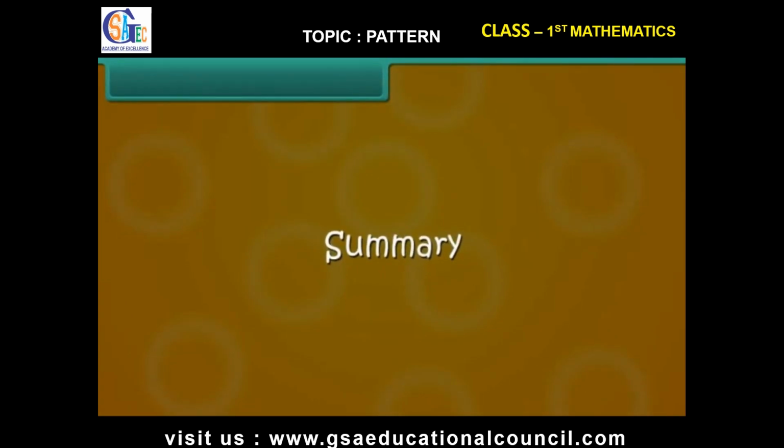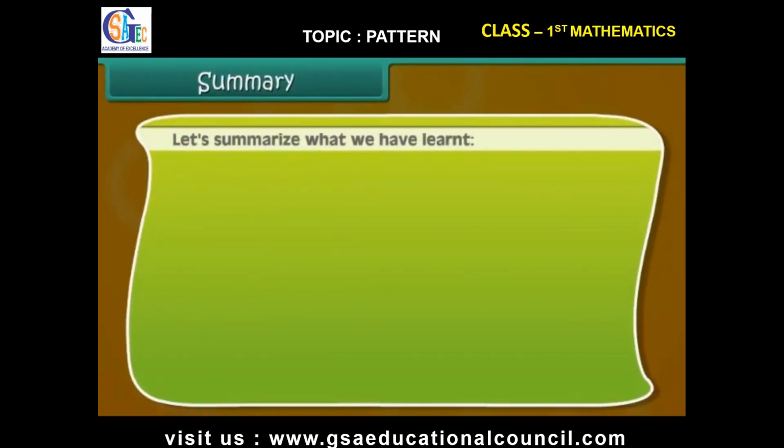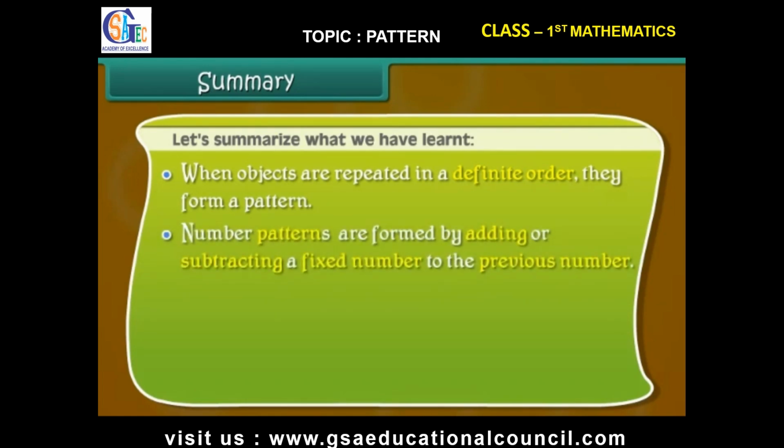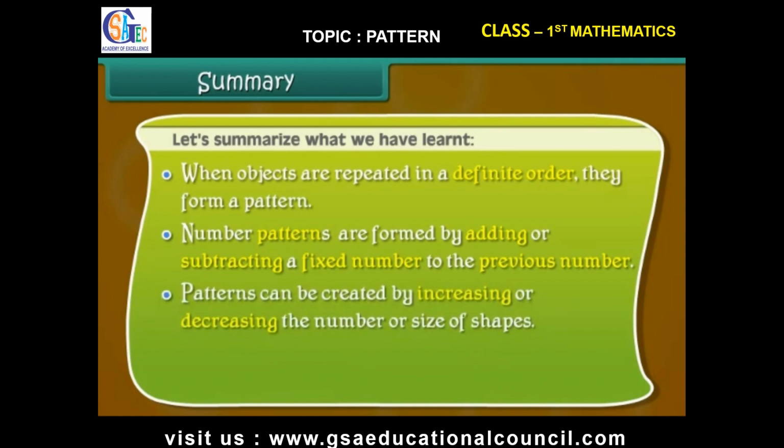Summary. Let us summarize what we have learnt. When objects are repeated in a definite order, they form a pattern. Number patterns are formed by adding or subtracting a fixed number to the previous number. Patterns can be created by increasing or decreasing the number or size of shapes.